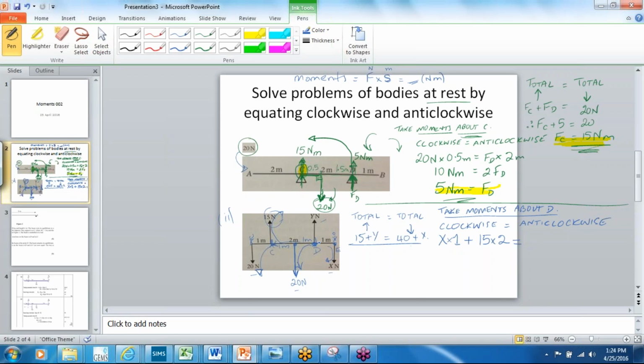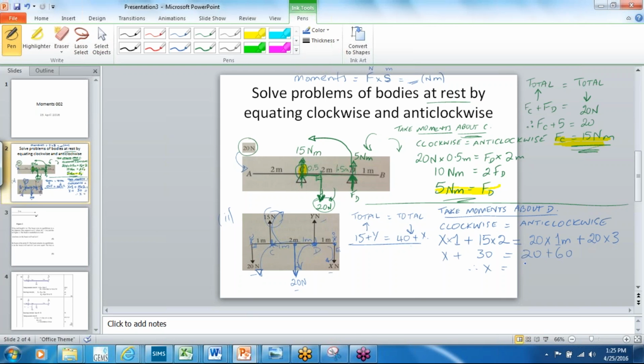So the anti-clockwise moment, this one and this one. So force is 20 times the distance or displacement of 1 meter. And the other anti-clockwise is a force of 20 times the displacement of 1, 2, 3 away. So that distance, perpendicular distance, is 3 meters from D. Okay, so that's 30 equals 60.